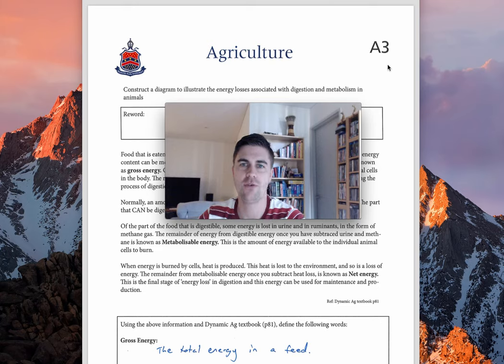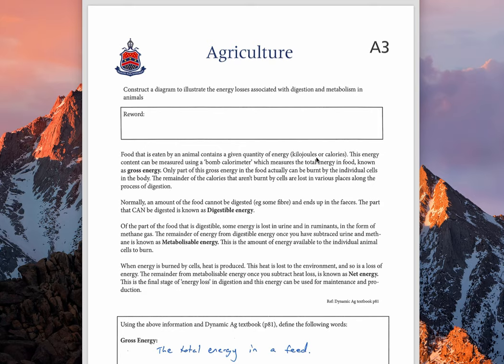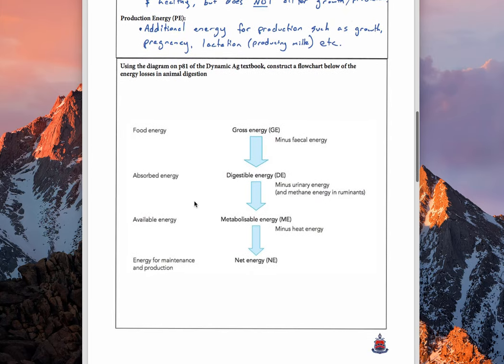And welcome to A3 dot point, and on this one we're constructing a diagram to illustrate the energy losses associated with digestion and metabolism in animals. So this dot point is quite an easy one and doesn't take long, but basically what we're going to end up doing is creating this diagram, and it shows the total energy that's in feed all the way through, and the losses that occur until the energy that an animal actually uses. So the animal's cells can actually use as energy to move, to grow, etc.